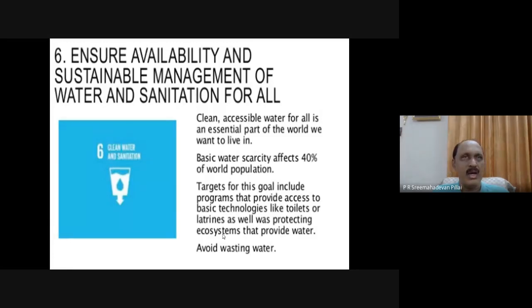And you know, potable water should adhere to certain specifications which are given by the World Health Organization, and only around 60% of the people in the world have access to such specified water. Next slide, please.